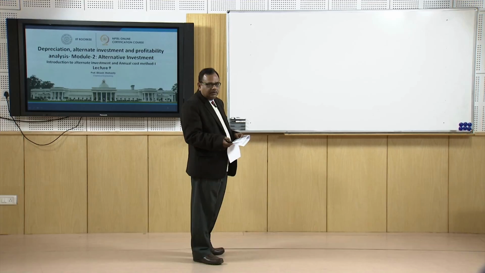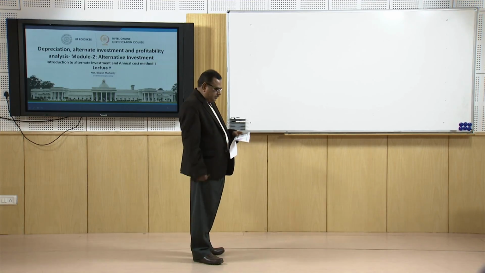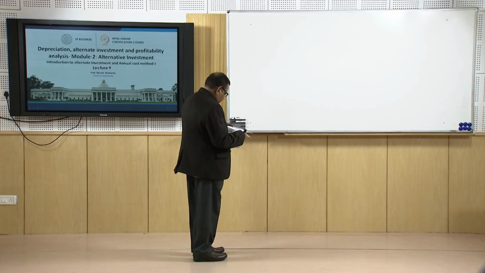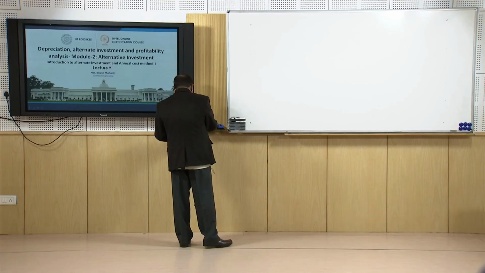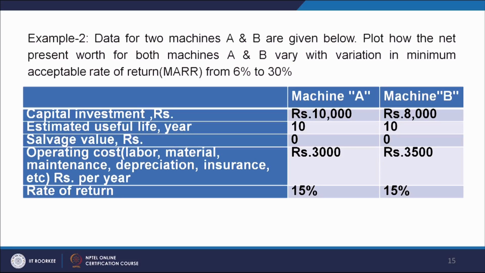Now, let us take the second problem. The data for two machines A and B are given below. Plot how the net present worth for both machines A and B varies with variation in minimum acceptable rate of return from 6% to 30%.